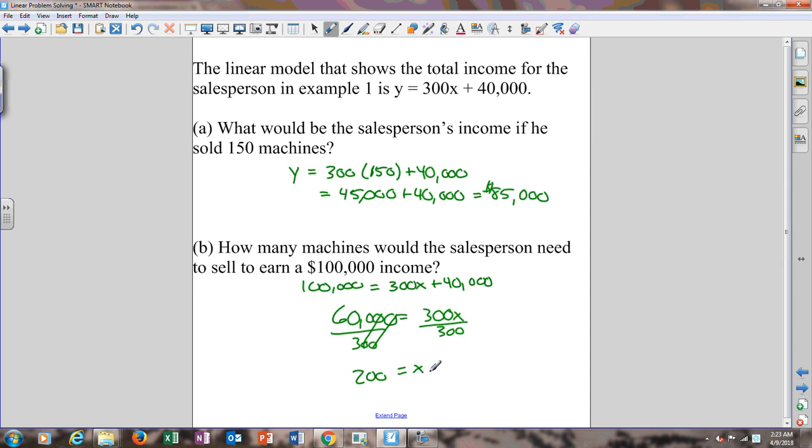And that's basically it. Sometimes they might ask you to write it in a complete sentence. So you would say, like, the salesperson has to sell 200 machines.